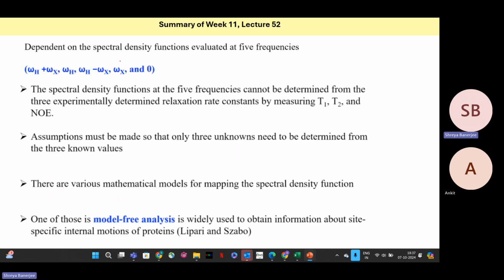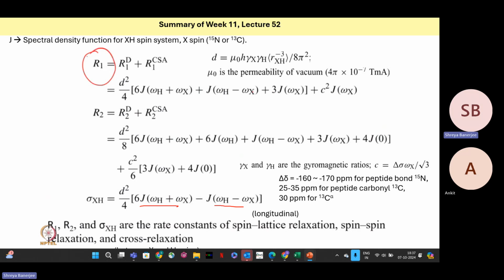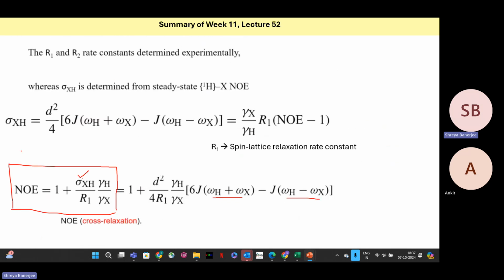So what we saw is that if we can evaluate the spectral density function at 5 frequencies, one is omega h plus omega x, one is omega h minus omega x, one is only omega x, one is only omega h, and one is 0. So if you can evaluate the J value at these 5 frequencies, you will be able to find R1, R2, sigma h, and if you find sigma h, you can also find NOE.